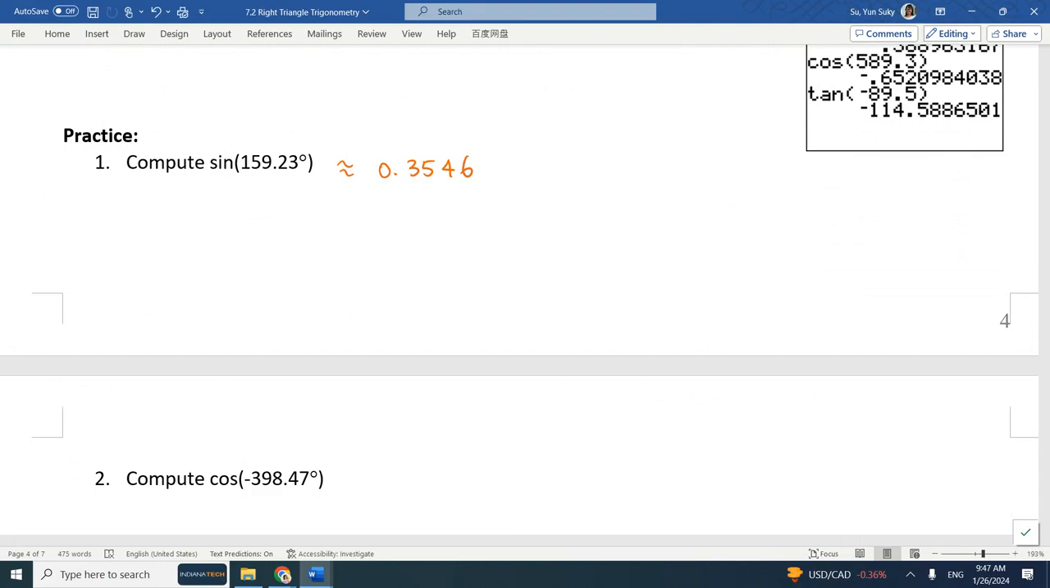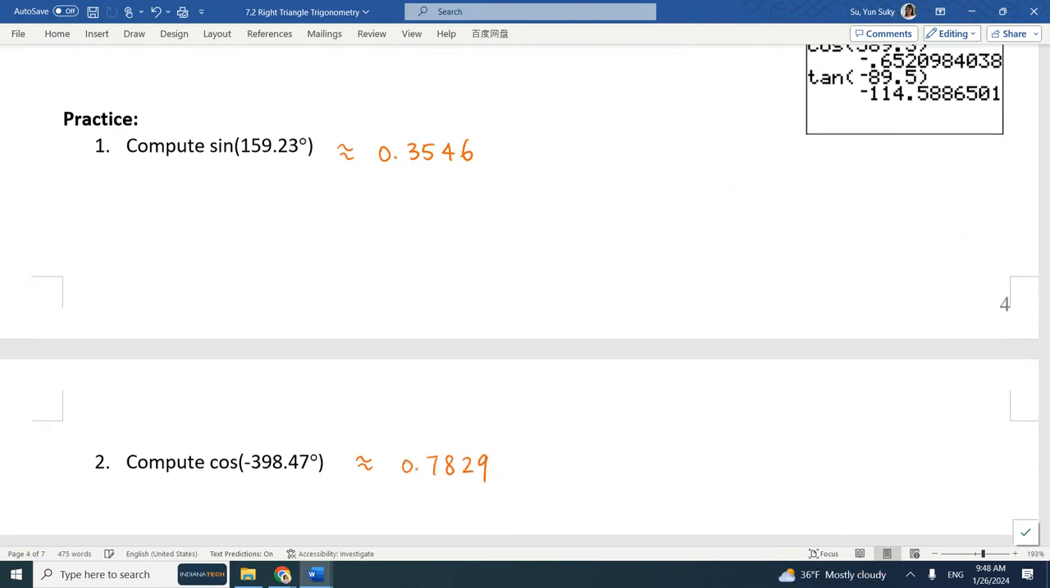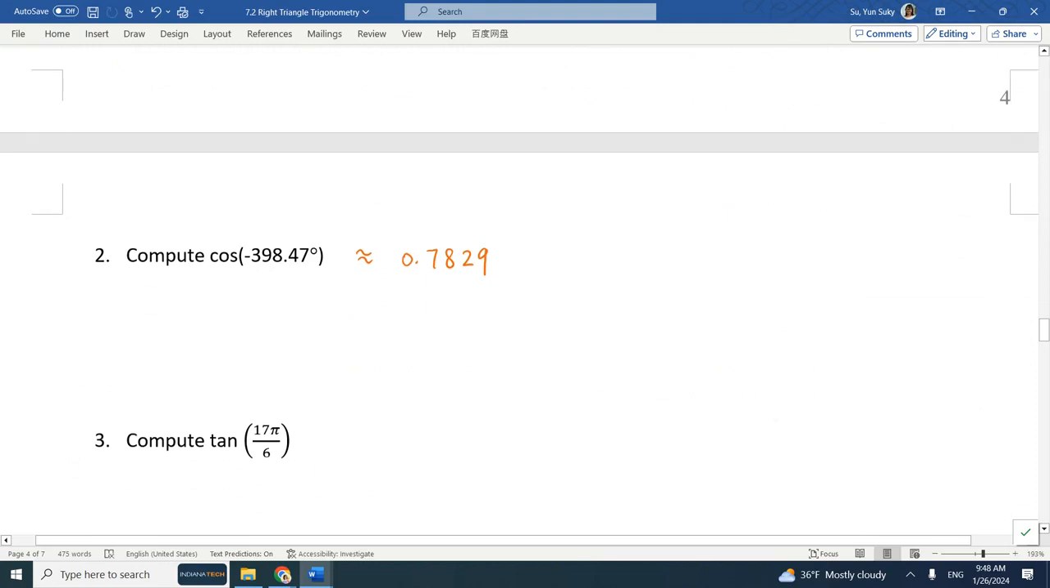Okay. So what is your answer? Give me 4 decimal places. Thank you. Okay. Now, radian. Go to the mode. Change the degree to radian. And then press tangent 17 pi. Do you have a pi button on your calculator? Yes. And then over 6. Give me 4 decimal places.